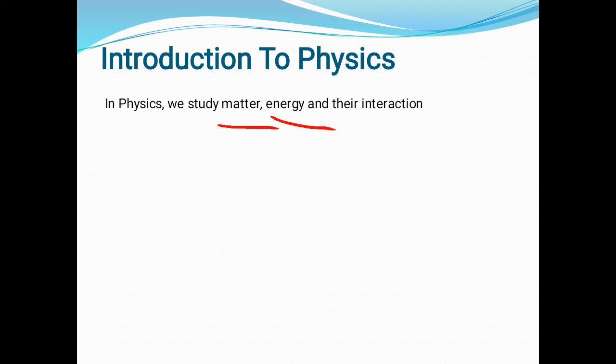Dear students, the interaction of matter and energy can be understood by the following example. Imagine if you add some energy, heat energy, to an ice cube made of water, it turns to liquid water. And if you add even more energy, it becomes gaseous water.